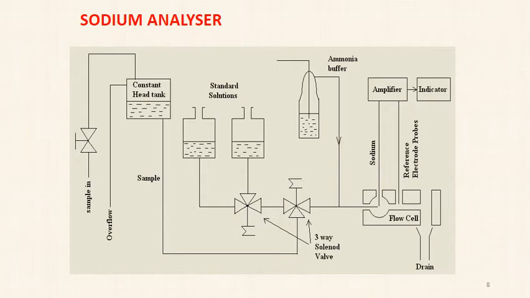Normally, the electrodes measure the activity of ions, that is, the potential developed by the electrode is actually proportional to the logarithm of the ionic activity. The activity is a measure of free ions in the solution, but our interest is to measure the concentration of the solution. So, to measure the concentration, the bound ions must be freed by adding reagents.